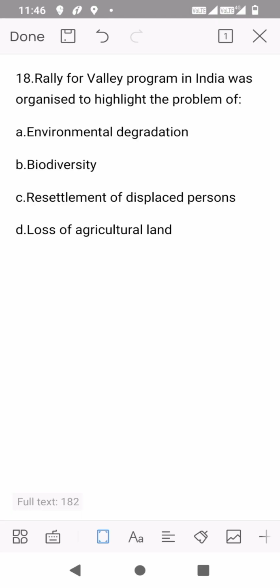Now, the 18th question is: Rally for Valley program in India was organized to highlight the problem of A, environmental degradation, B, biodiversity, C, resettlement of displaced persons, and D, loss of agricultural land. The right answer is C, the resettlement of displaced persons.